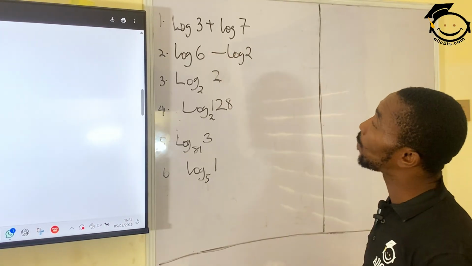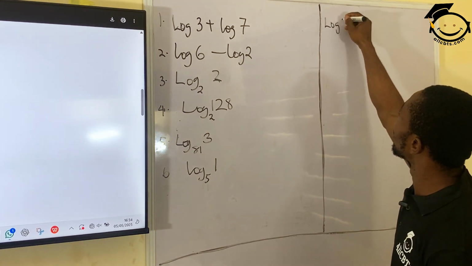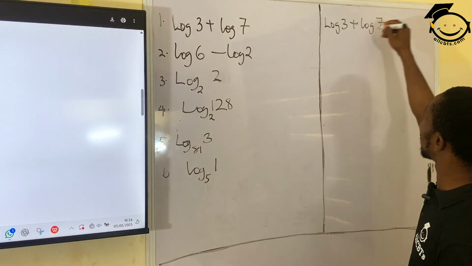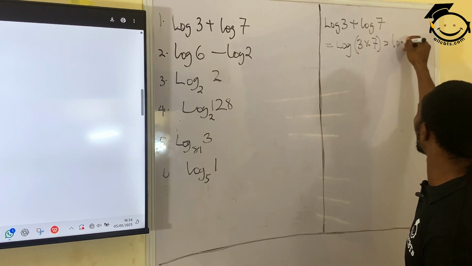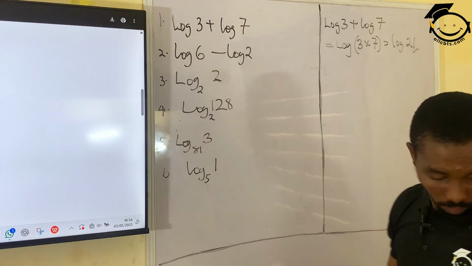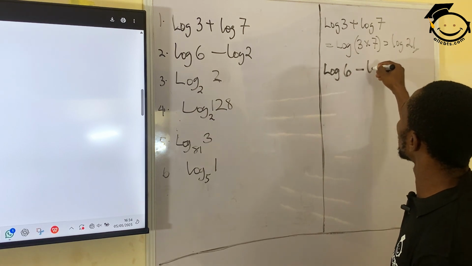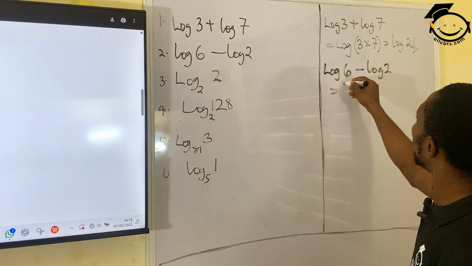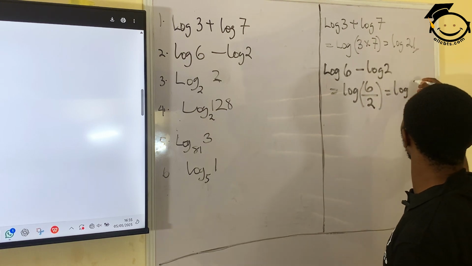Our example 1 will be log 3 plus log 7. For us to work on log 3 plus log 7, remember our first law, which is our product law. This is going to become log 3 times 7, which will give us log 21. Okay, now our second example is log 6 minus log 2. Applying our quotient rule or division law, we are having log 6 divided by 2, which will give us log 3.